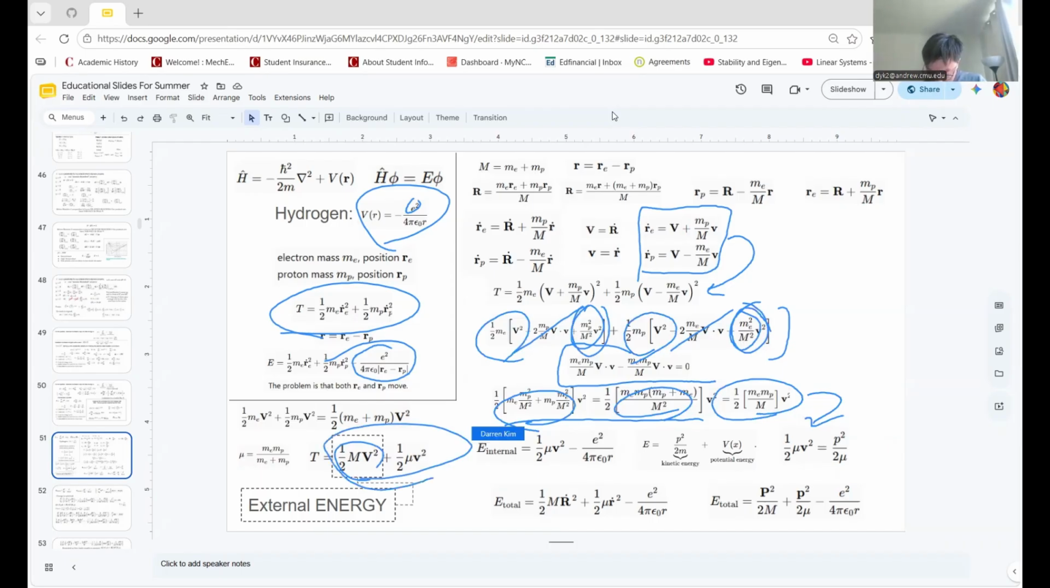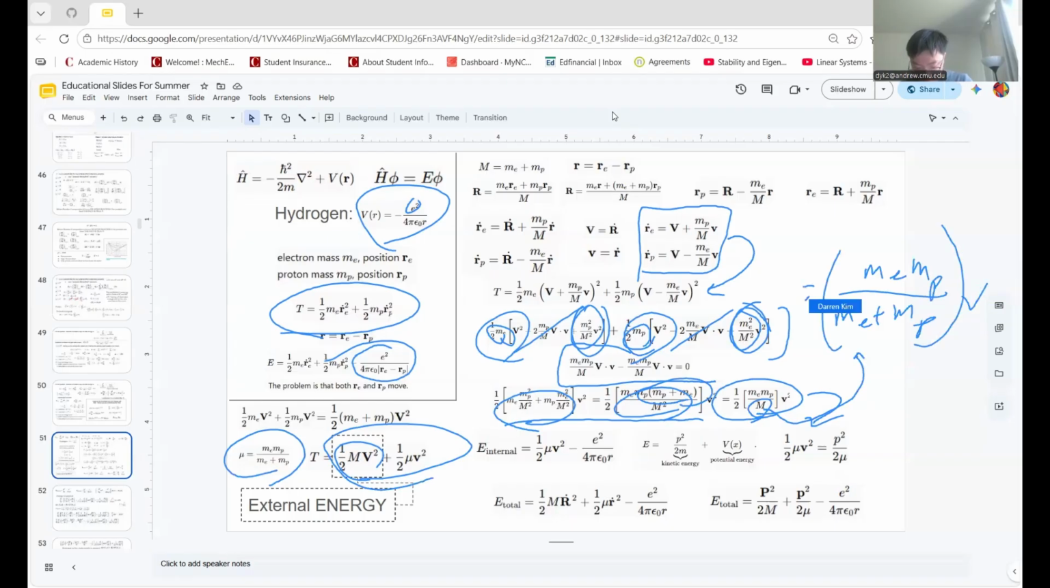This mu can be written like this because, let me think, you simplify m, and then there's a division somewhere. Yeah, I remember, okay, over here because m over here is m_e plus m_p, divided by m_e m_p. That makes sense. This is mu, and that's how you get this internal energy form over here.